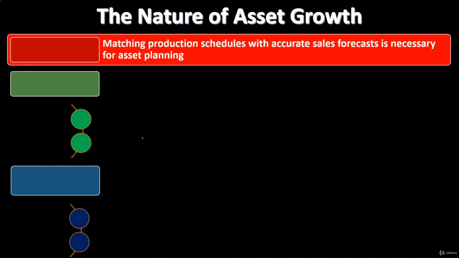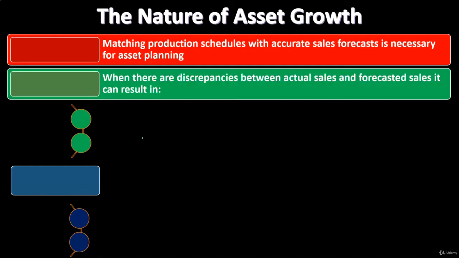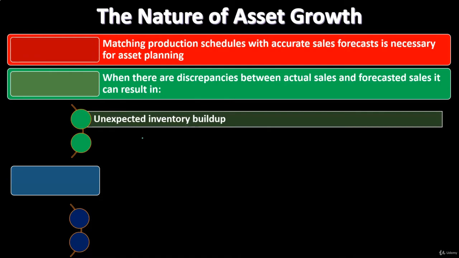So if we're producing the inventory, we want to make sure to match up the production with the sales forecasts as best we can within the plan that we have set up, because that'll help us to manage the asset growth and then the financing that could be related to the assets. So if there's a discrepancy in what we predicted the sales to be and what actually happens, we can result in unexpected inventory buildup.